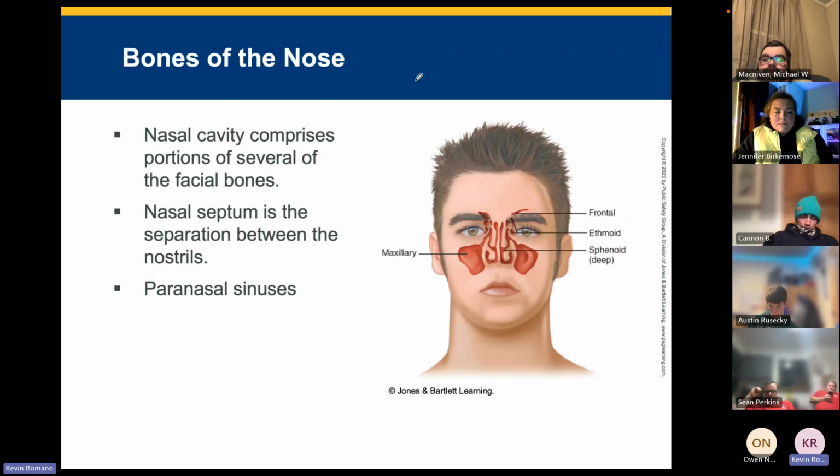So going into here, the nasal cavity comprises portions of several of the facial bones. The nasal septum is the separation between the nostrils and the paranasal sinuses. The nasal septum, the separation between the nostrils, is located in the midline, here being the separation of the two. This contains cavities known as the paranasal sinuses, and sinusitis is an inflammation of the paranasal sinuses. So anything that ends in itis being an inflammation.